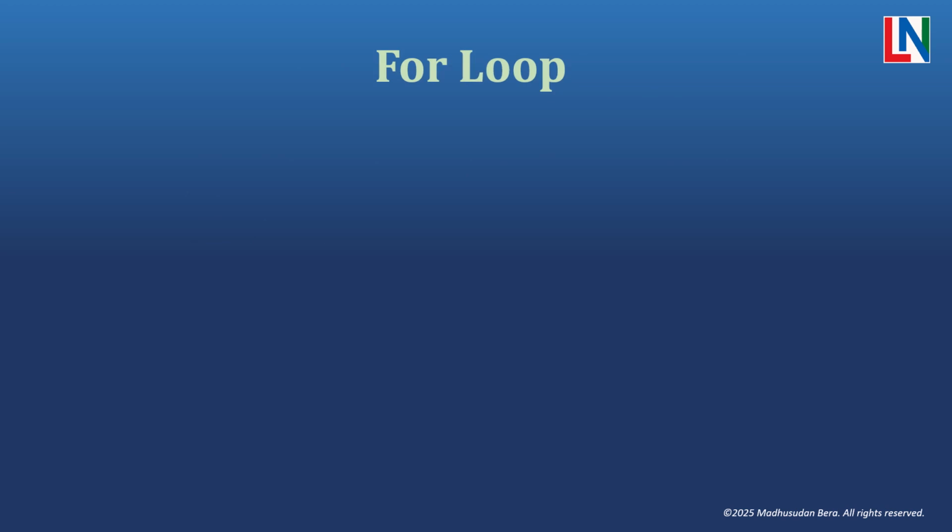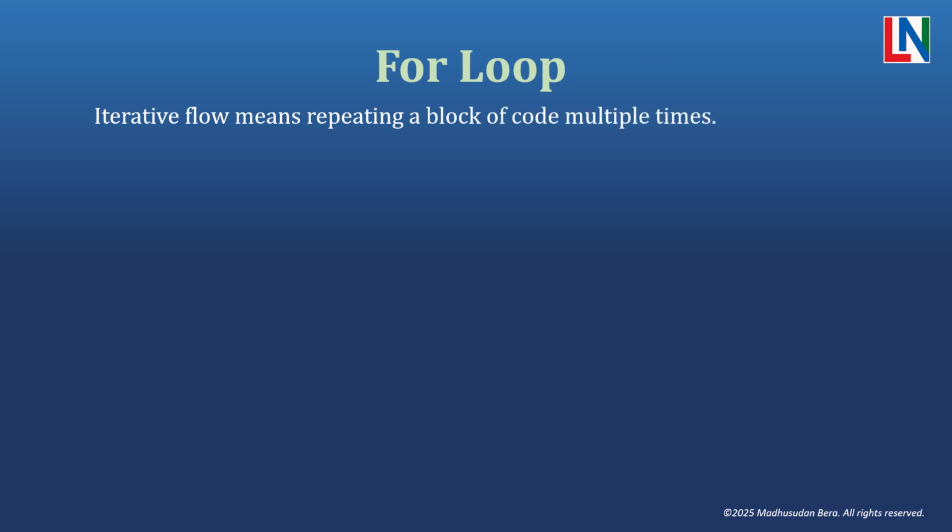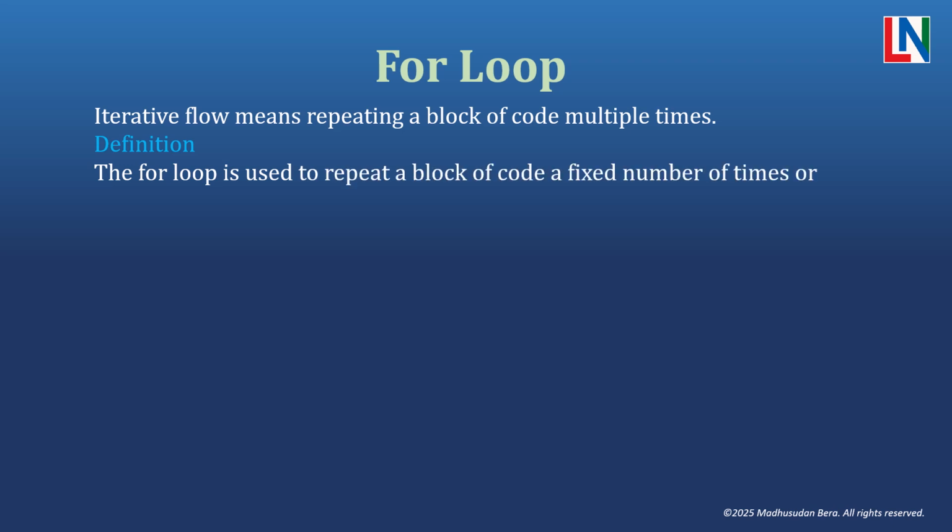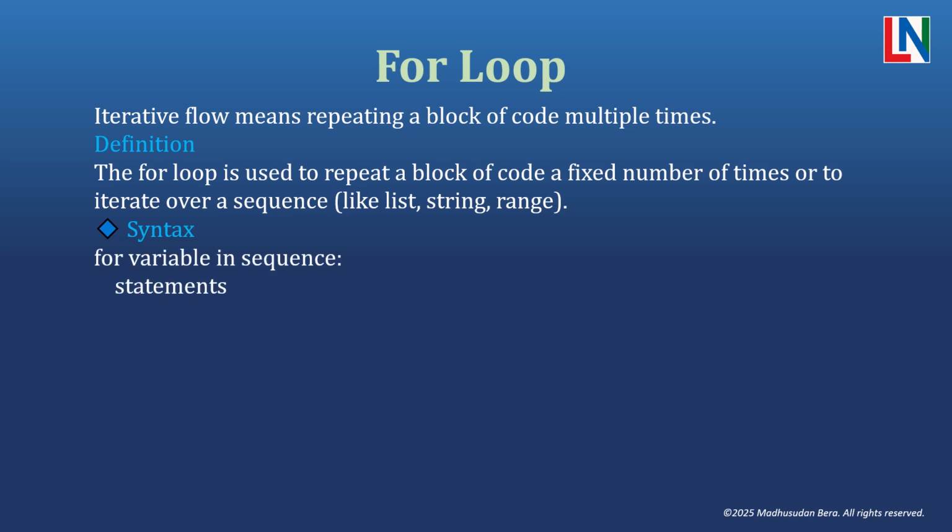For loop. We already know that iterative flow means repeating a block of code multiple times. Definition of for loop: the for loop is used to repeat a block of code a fixed number of times or to iterate over a sequence like a list, string, range, etc. Syntax: for variable in sequence: statements. For example, for i in range(3): print(i). Final output will be the values from 0 to 2: 0, 1, 2.